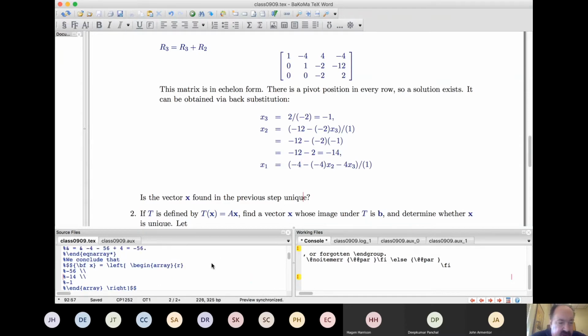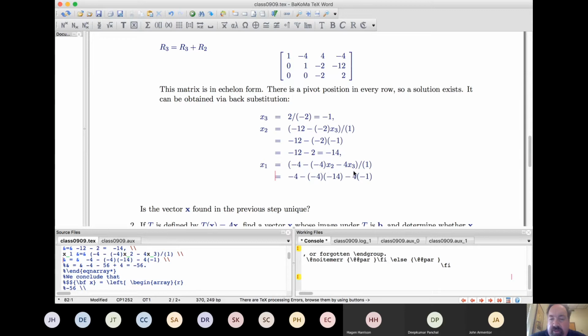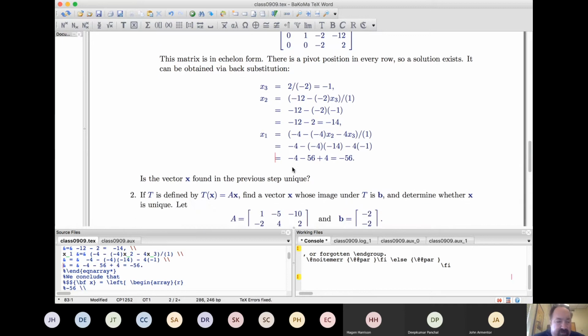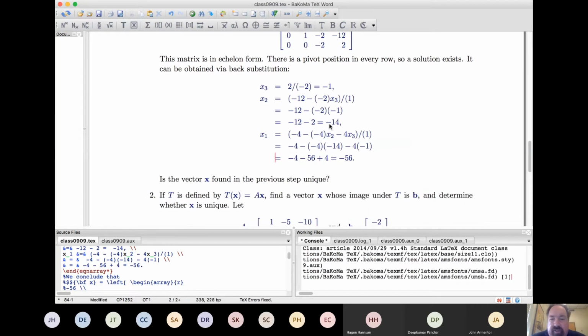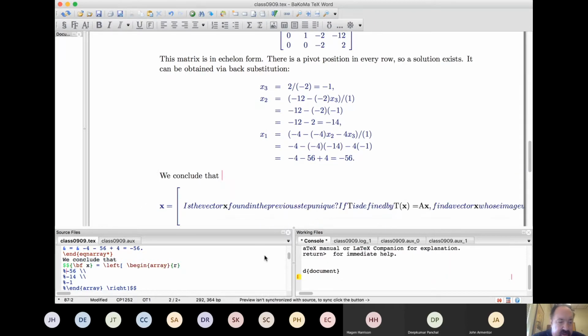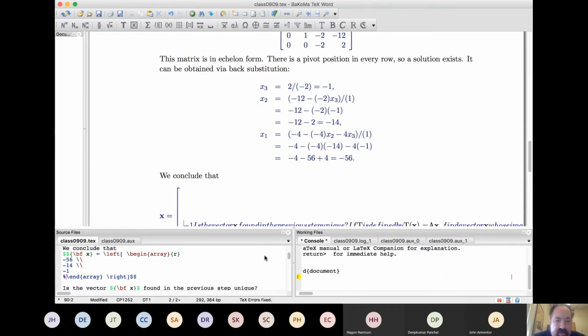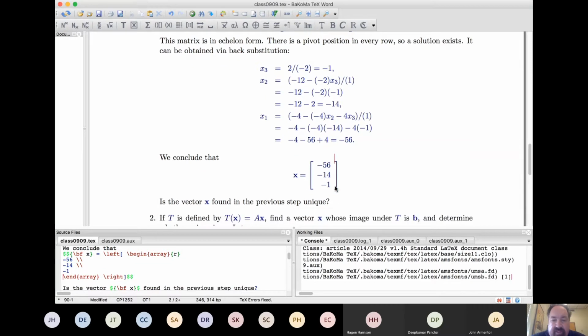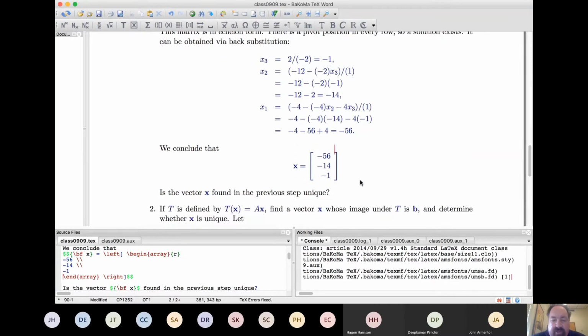So right-hand side value, negate other coefficients, substitute in your values that we got before, and then we end up with this. So here's our solution: minus 1, minus 14, minus 56 for x3, x2, and x1. So then we put those in a vector, and that is the solution that we have.